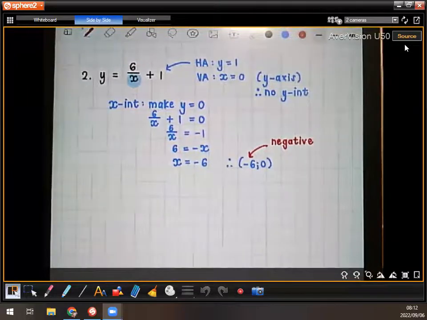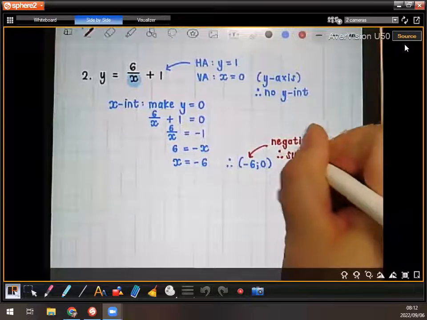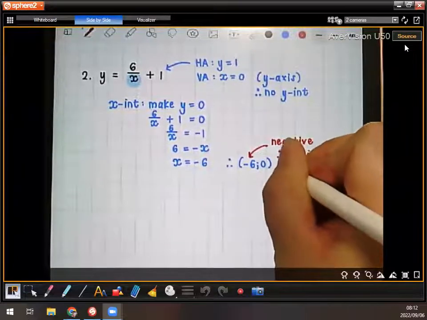Remember, we want 1 point on each part of the graph. So we have the point on the negative part now. Now we need a point on the positive. So therefore, sub in positive.